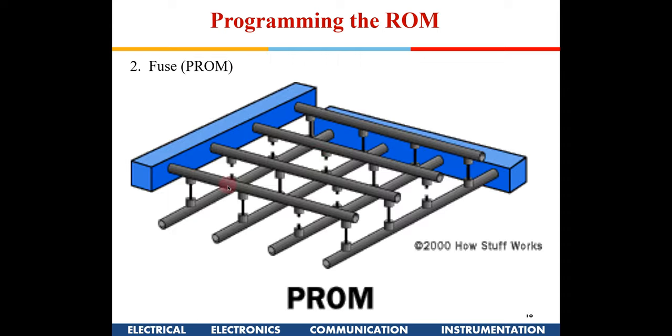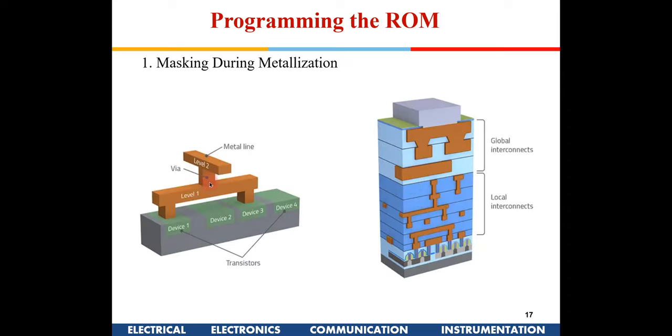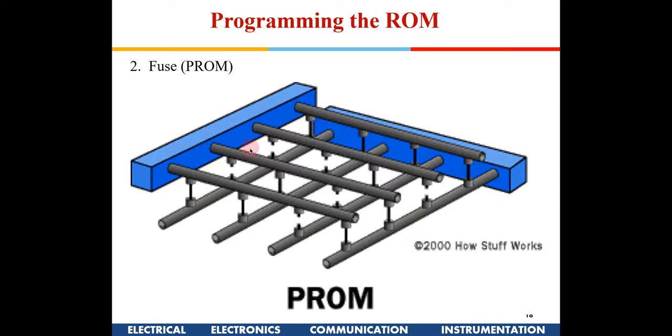The second option which is available is you have these vertical lines and instead of vias you create very thin metal lines during fabrication. What is the advantage here? The previous approach requires a different mask for different ROMs. Here the same mask can be used because there will be connections everywhere, and once the ROM chip is fabricated, externally I will give high voltage and burn off the connections where I don't require them. So this is known as fusible PROM. Is this understood? Wherever I don't want a connection, I give high voltage and fuse it. So this is known as a fuse PROM. This is much better than the previous one.